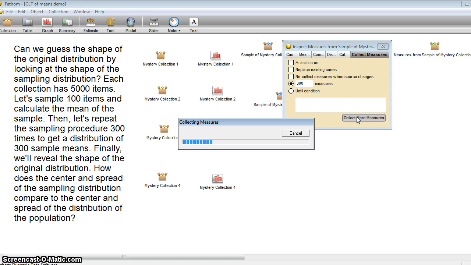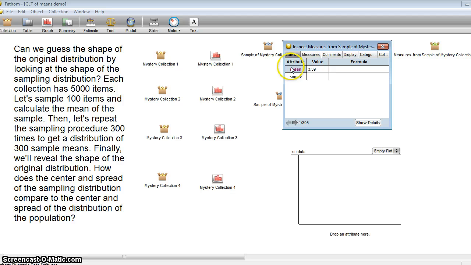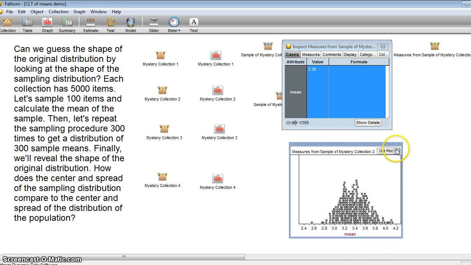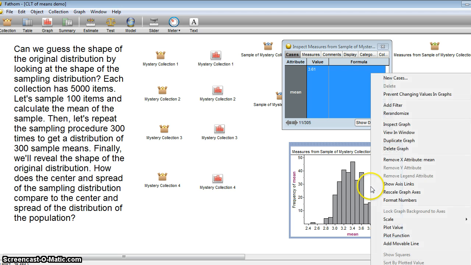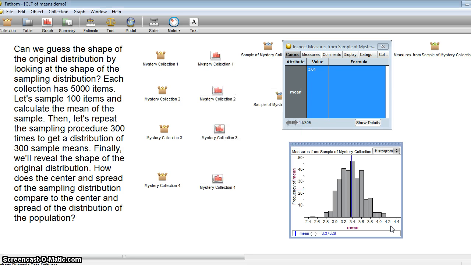And once again, this will take a moment, but we're going to do the same thing that we did a second ago with collection number 1. We're going to look at the graph and see if we can use the graph to predict the shape of the original distribution. So let's take a look at a graph here. This is a graph of the sample means. Once again, it almost looks like it's a normal distribution. Let's plot the mean of the sample means here at about 3.375.